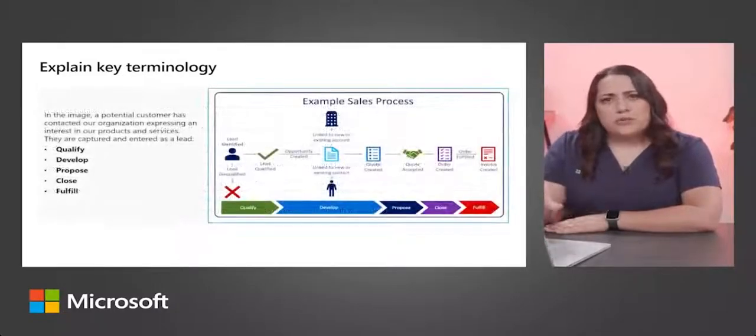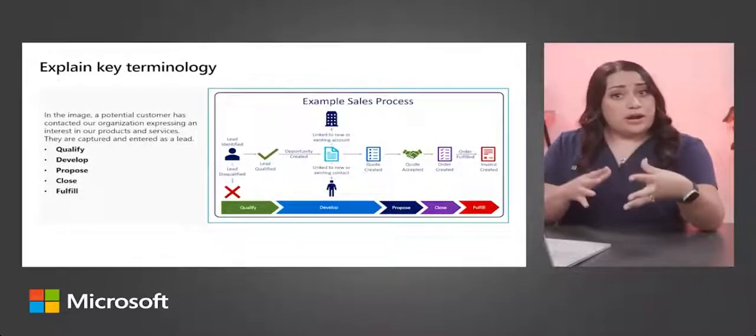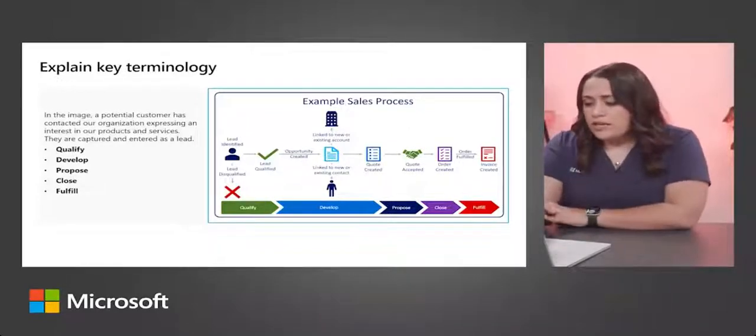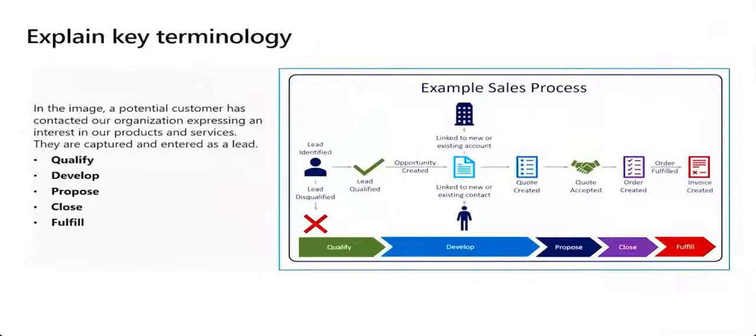And kind of what I want to do is put all that terminology into practice by looking at this sample sales process. So you see here on the screen, first what we're going to do is start with a lead. Our sales rep is going to either qualify or disqualify the lead. So if the lead is disqualified, the sales process stops right there.